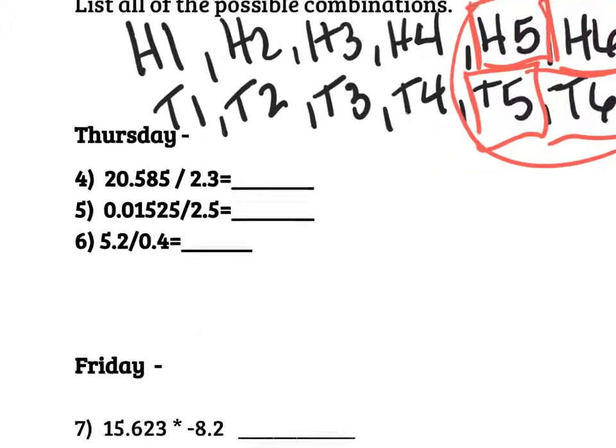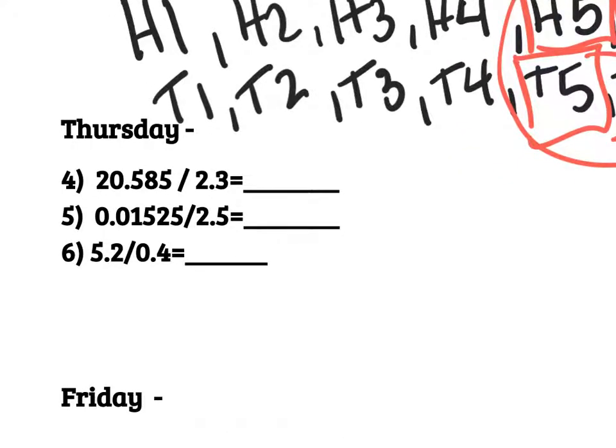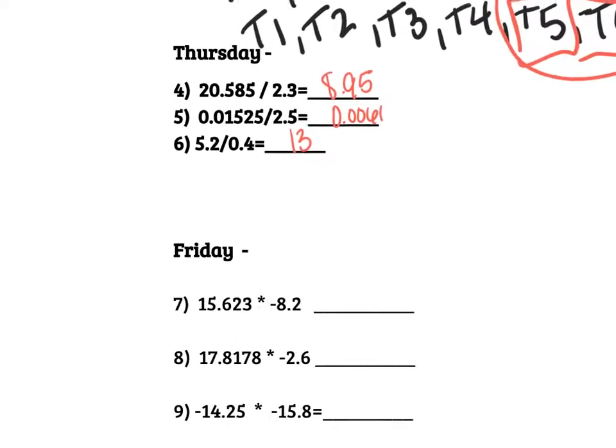So Thursday, 20.585. Just for time's sake, and I'm running out of time, I'm going to do some of this on my calculator, because the bell's going to ring in 1 minute. 20.585 divided by 2.3. We should have got 8.95. You still have to grade it, guys. Then 0.01525 divided by 2.5. And then 5.2 divided by 0.4 is 13. So you should be there.